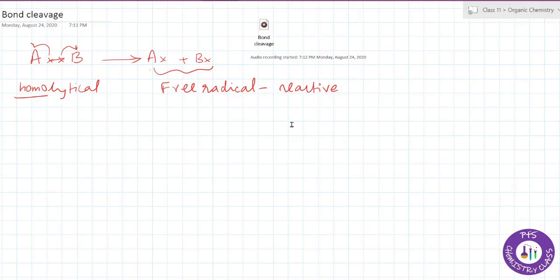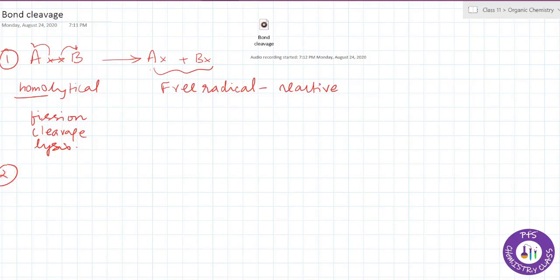So this is called homolytic cleavage or homolytic fission or just homolysis, whichever way we can call it. All these represent the breakage of the bond into the formation of two single electrons like this. Reactions which tend to form homolytic cleavage are called free radical reactions. So this is the first type of bond cleavage.